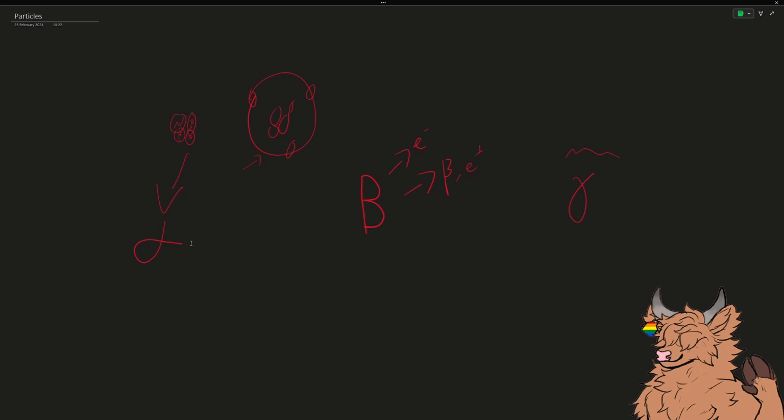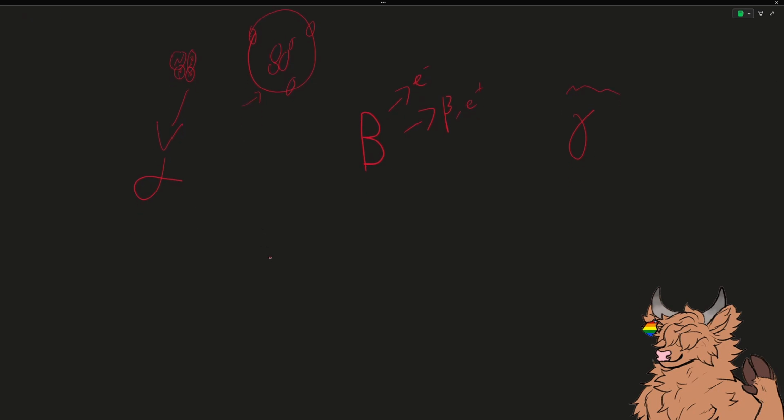So if we have a proton here, we have an antiproton.